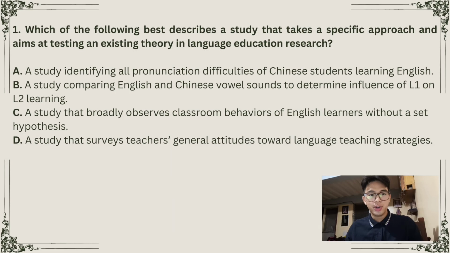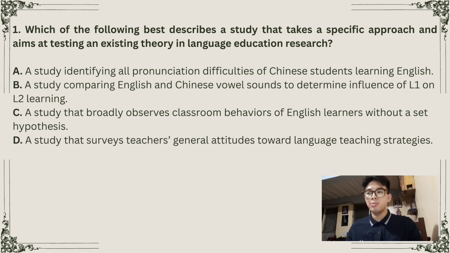Right off the bat, we have here question number 1. Which of the following best describes a study that takes a specific approach and aims at testing an existing theory in language education research? A study identifying all pronunciation difficulties of Chinese students learning English. Letter B, a study comparing English and Chinese vowel sounds to determine influence of L1 on L2 learning.